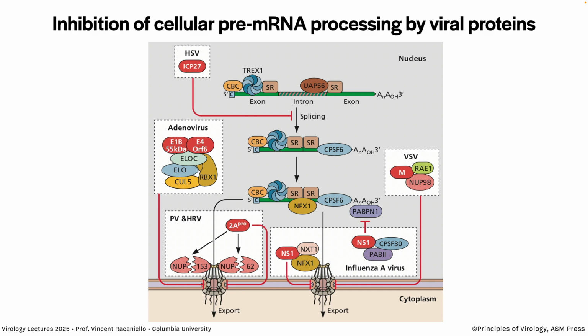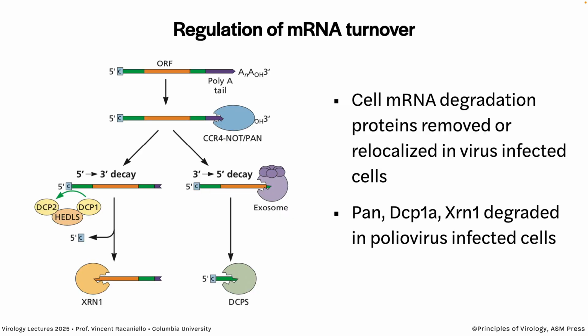Then we have export of these spliced mRNAs. Remember, there are a number of splicing proteins that remain bound to the spliced mRNA, and those are signals for export through the nuclear pores. Viruses inhibit the export in a variety of ways. Influenza virus inhibits export. Poliovirus actually cleaves proteins associated with the nuclear pore called NUPs and inhibits export as well. So at every step, pre-mRNA processing is inhibited as well. Again, to eliminate competition with cellular mRNAs.